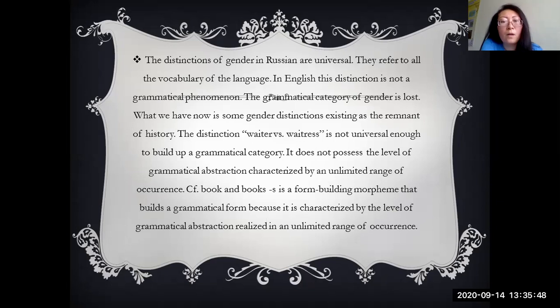So look at these two words, book and books. The ending s is a form-building morpheme that builds a grammatical form because it's characterized by the level of grammatical abstraction realized in an unlimited range of occurrence.